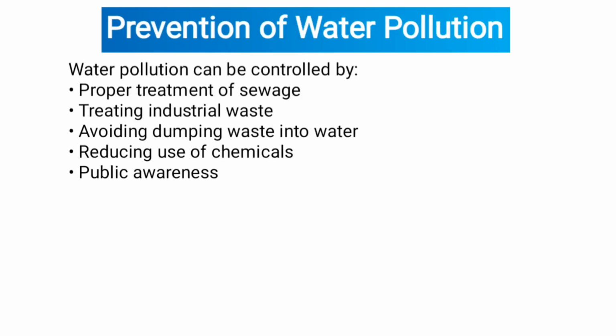Now, prevention of water pollution. Water pollution can be controlled by proper treatment of sewage, treating industrial waste, avoiding dumping waste into water, reducing use of chemicals, and public awareness.